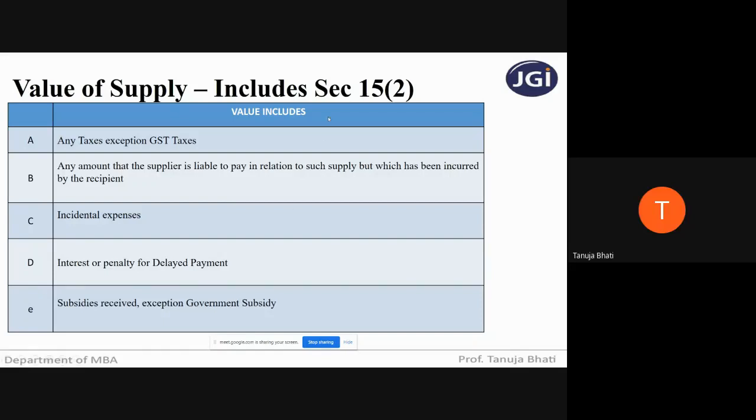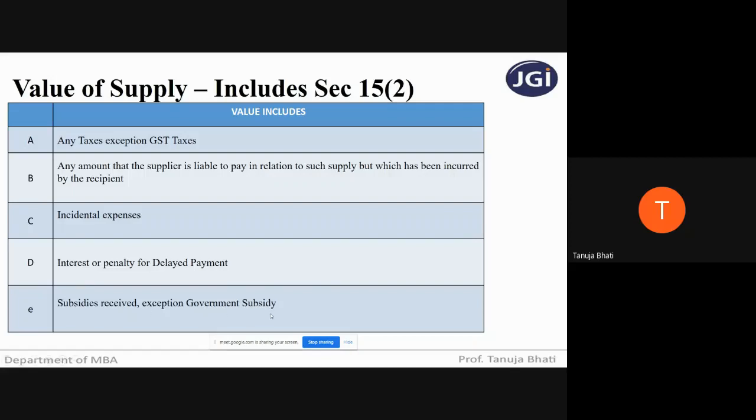Okay. Next, let us see section 15 subsection 2 clause E. Any subsidies received, exception government subsidies. Subsidies, as you know, is nothing but a reduction in price, or maybe subsidy is nothing but an extra benefit that is being given to certain organizations, business units. So any subsidies that you're receiving, that also has to be included in the transaction value. But if the subsidy is received from a government, that is not to be included.